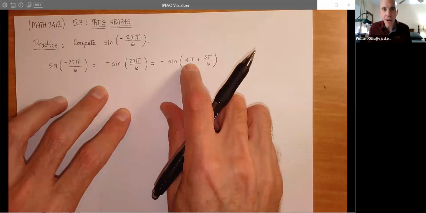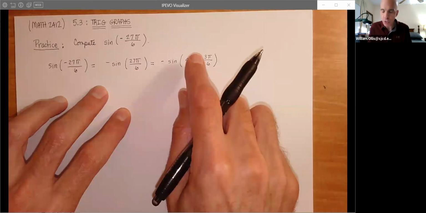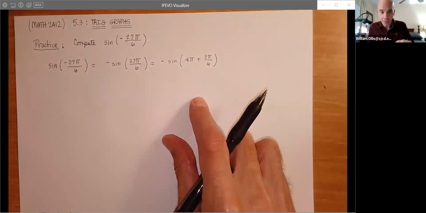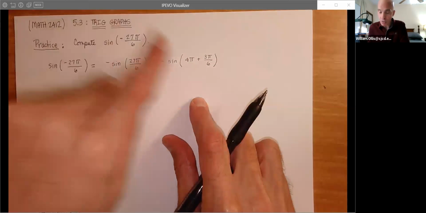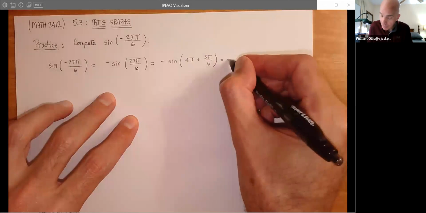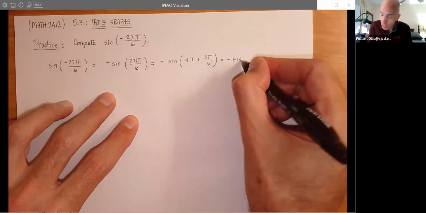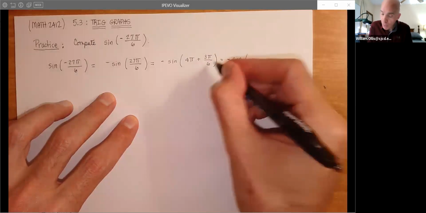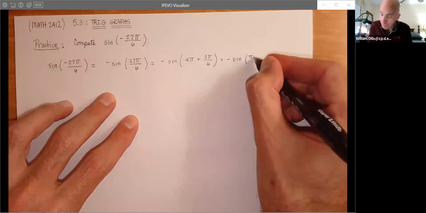But remember, 2 pi is just equivalent to 0. That's just 2 times around the unit circle, going in the counterclockwise direction because this is positive. And so we just set that to 0, again modulo 2 pi. And of course, 3 pi over 6 is just pi over 2.